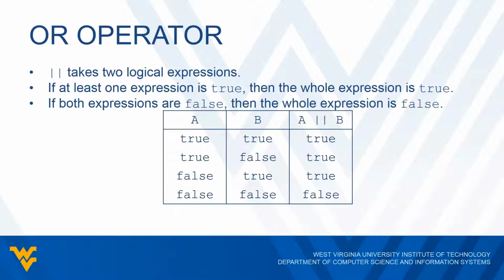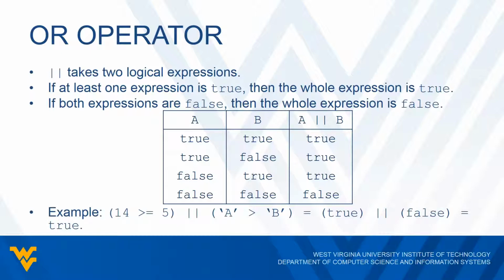Let's use A and B again as our example. If A is true and B is true, then obviously A or B will be true. If A is true and B is false, since at least one of these two is true, then A or B is true. If A is false and B is true, once again, at least one of these is true, so A or B is true. But if A is false and B is false, then A or B must also be false.